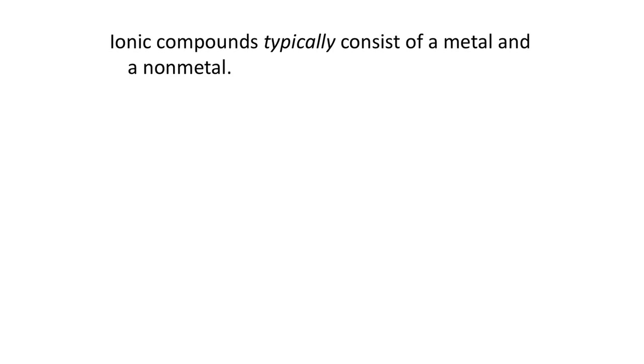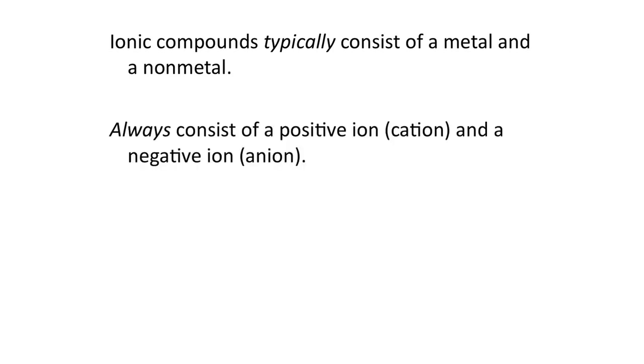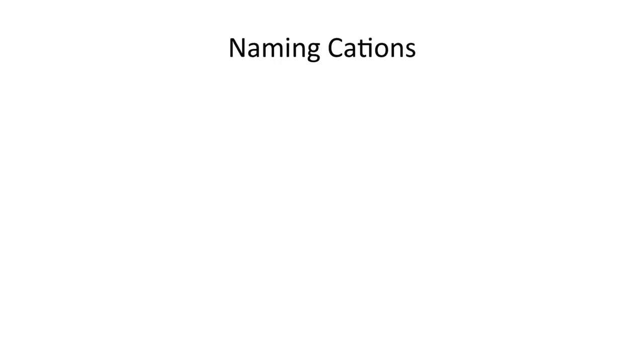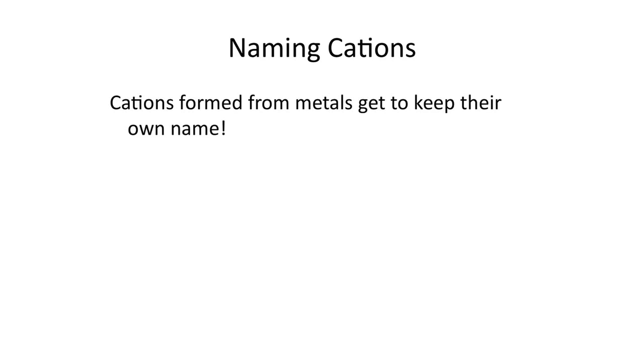Remember that ionic compounds typically consist of a metal and a nonmetal. They always consist of a positive ion or cation and a negative ion or anion. And this tutorial will focus on binary ionic compounds. This means ionic compounds that consist of only two different elements. First, let's talk about naming the cation.